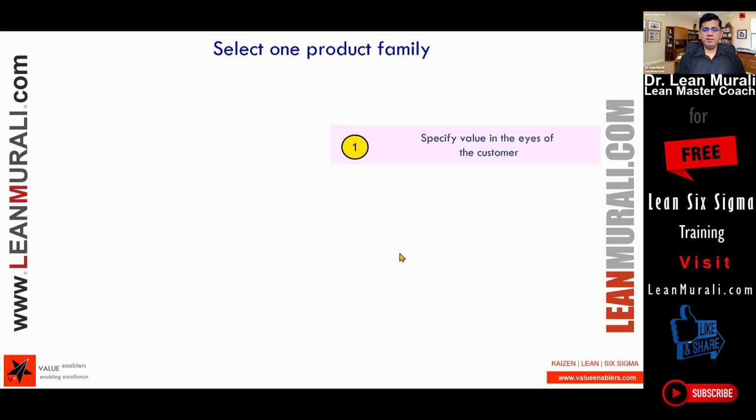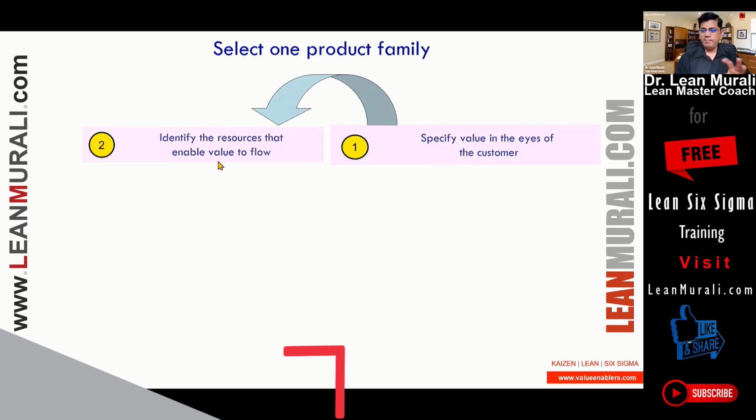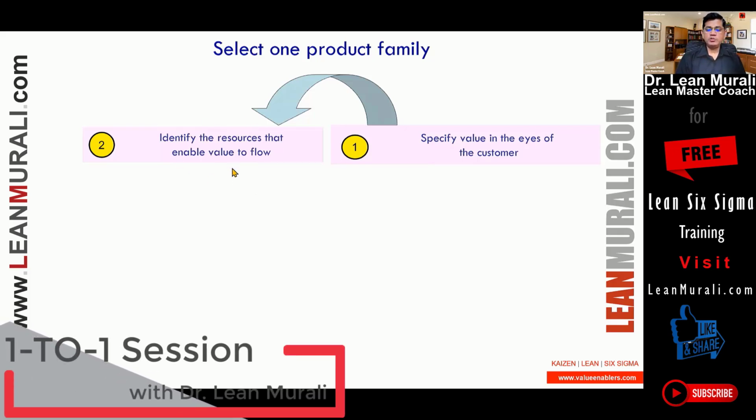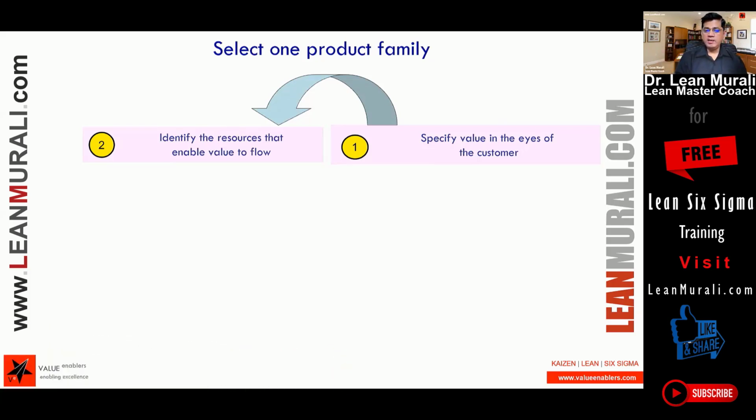So first, once you specify value in the eyes of the customer, we know that we need to identify, I'll talk about where we should start, the resources that will enable the value to flow. The sales people, marketing people, the business development people, they will understand the customer requirement. We call it voice of the customer, and they will translate that into voice of the process. And we need to have those resources in terms of man, material, method, machines, and all that, so that we can transform the raw material into finished goods and give it to the customer.